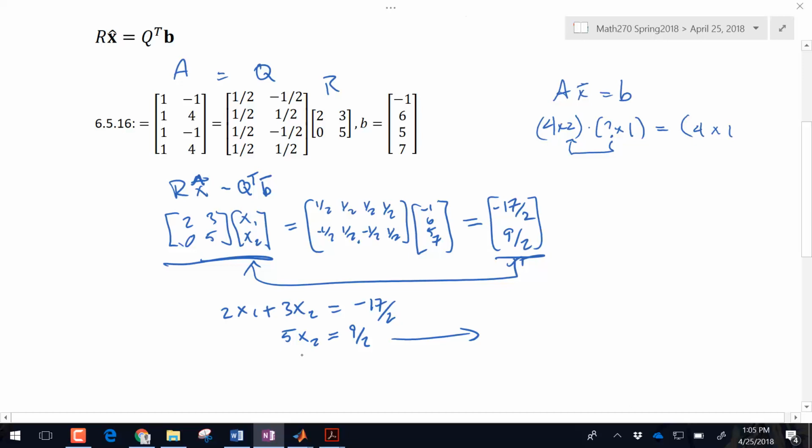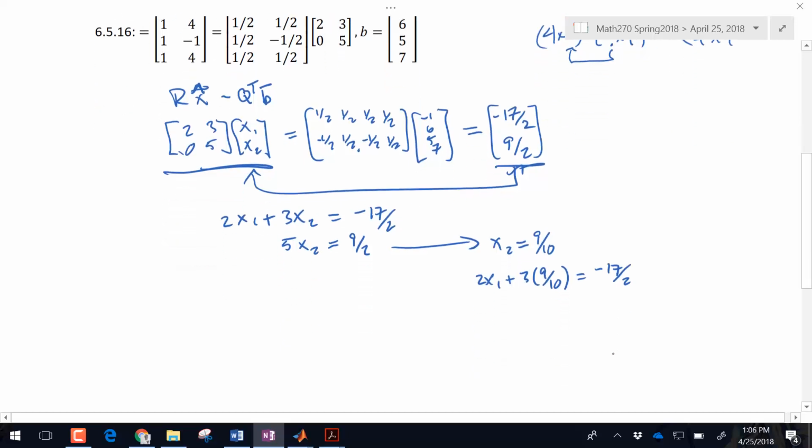All right, should we finish this? I guess so. X sub 2 is equal to 9/10, and then put 9/10 in for X and solve for X sub 1. 2x sub 1 plus 3 times 9/10 is equal to negative 17 halves. And I don't want to do this anymore. Let's move on. Or you guys can tell me the answer.